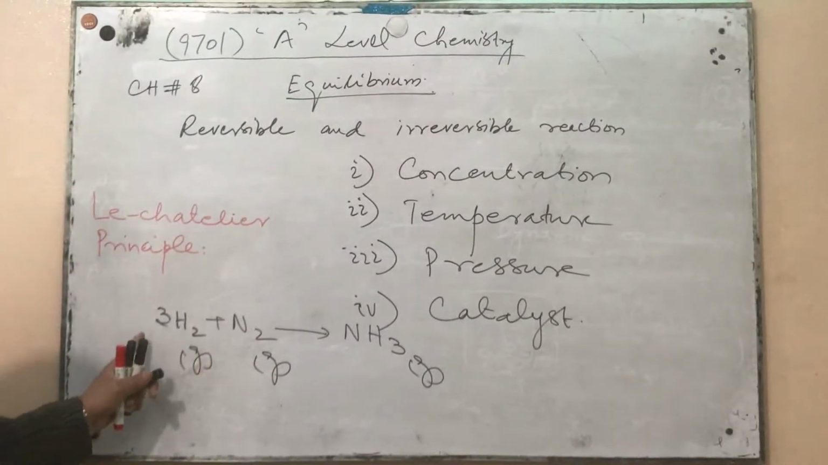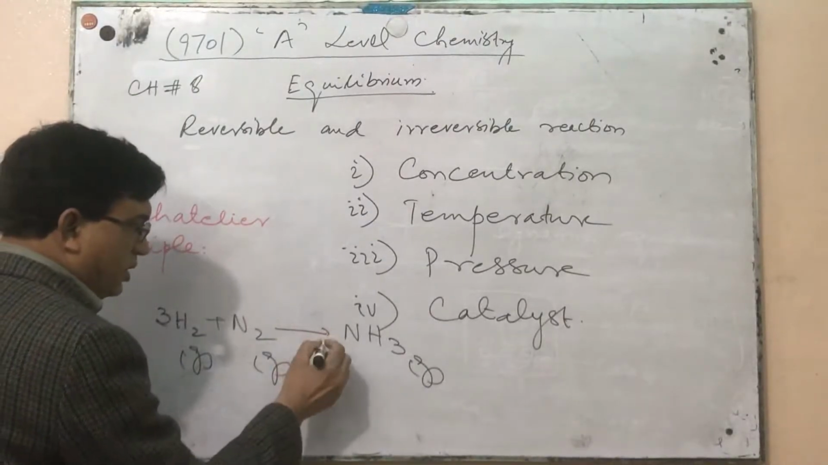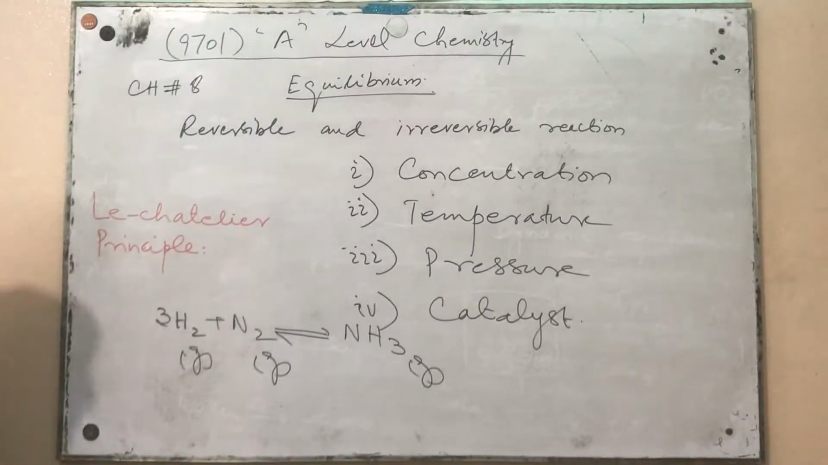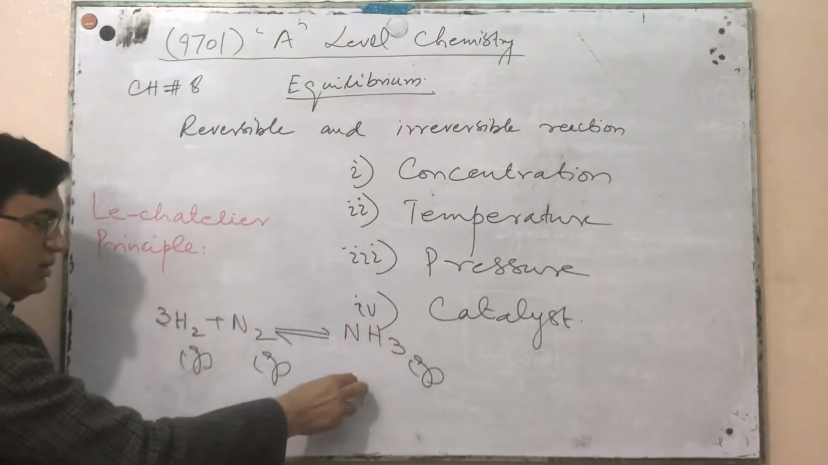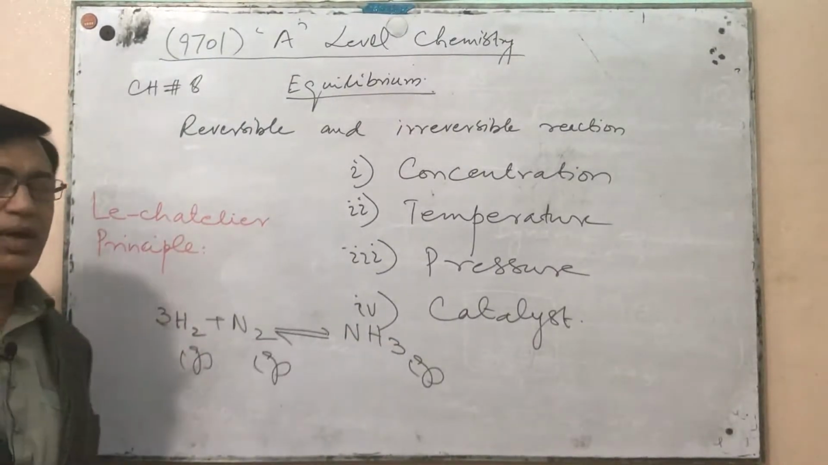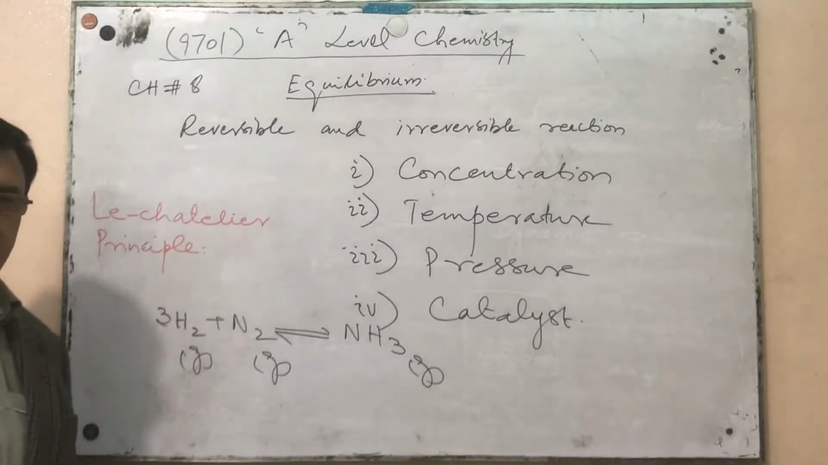Now, initially the reactants change into product, but after some time these products once again start changing into reactant in the backward direction, and whenever the rate of forward reaction becomes equal to the rate of reverse reaction, that situation will be called an equilibrium.